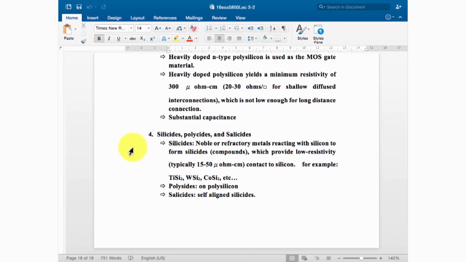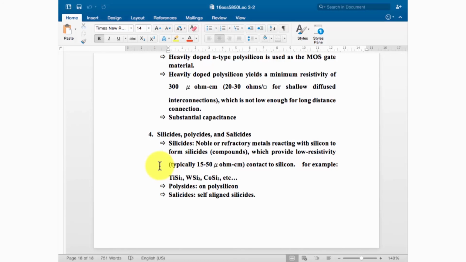Another thing you may encounter is silicide, or polycide. Silicide is silicon forming a compound with other materials, for example noble or refractory metals like platinum and gold. They react with the silicon and become silicide, a kind of compound. When they form a compound, the resistivity can be further reduced because of those noble metals giving different properties. Typically, resistivity is low, around 15 to 50 micro-ohm cm.